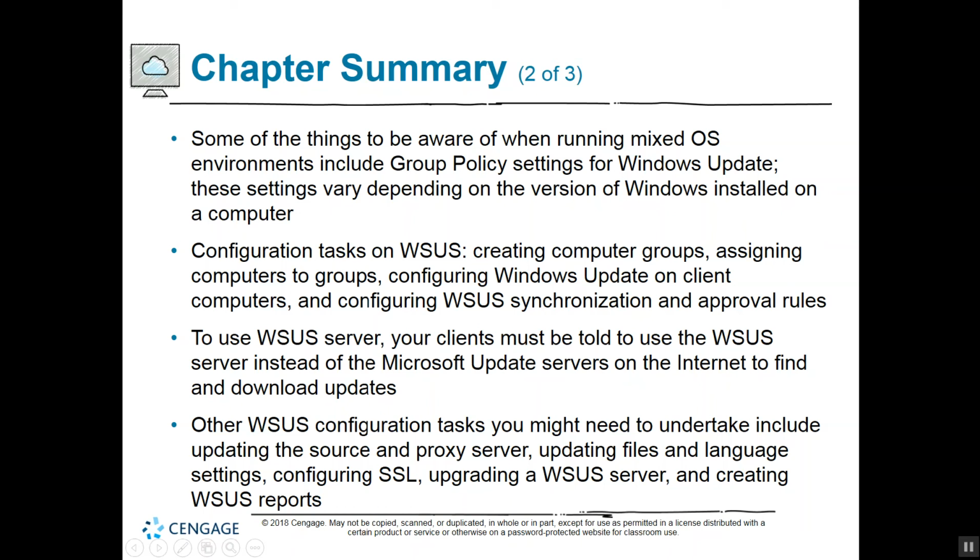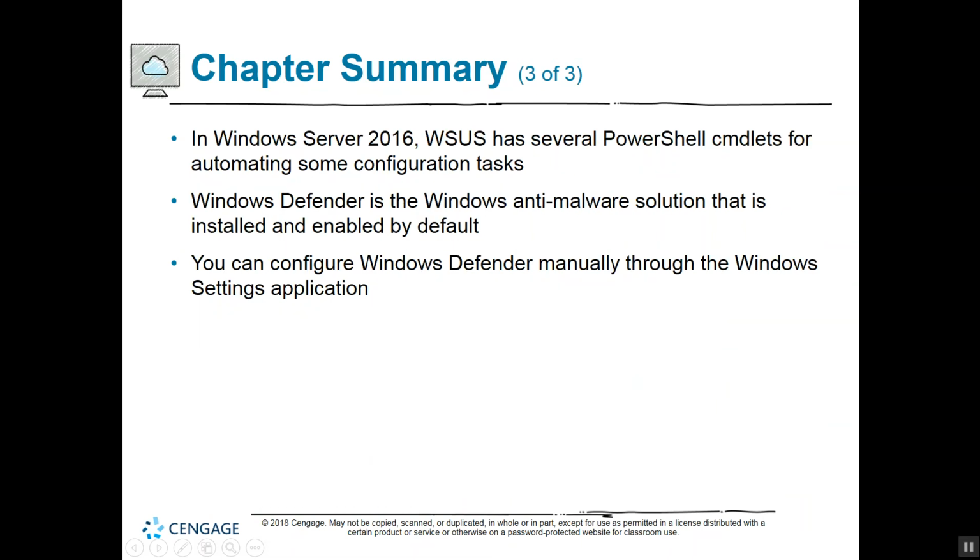Configuration tasks on WSUS: we can create computer groups, assign computers to groups, configure Windows Update on client computers, configure WSUS synchronization and approval rules. In Windows 2016, WSUS has several PowerShell cmdlets for automating some of the configuration tasks. Windows Defender is the Windows anti-malware solution that is installed and enabled by default. You can configure Windows Defender manually or through the Windows Settings application. You can also configure Windows Defender through PowerShell.